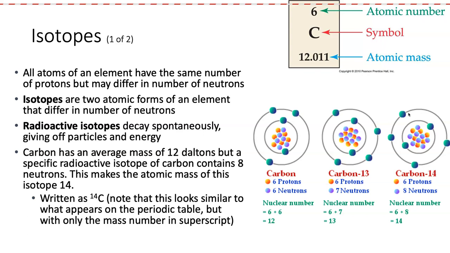Carbon has an average mass of 12 daltons. But again, specific isotopes have different masses. So if we're looking at one of those less common isotopes, you write it like this, 14C, but you call it carbon 14. Notice that this looks really similar to what appears on the periodic table, but when it's just that superscript written in front of the symbol, it's talking about the isotope.